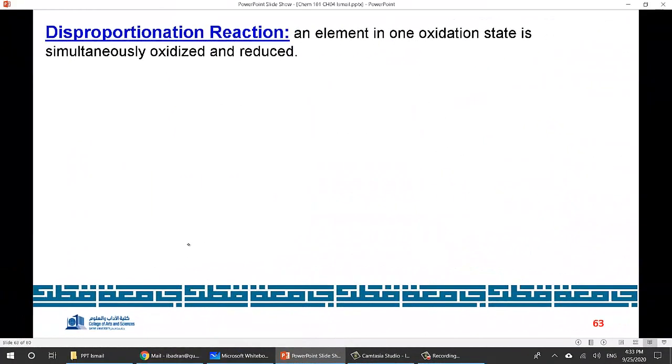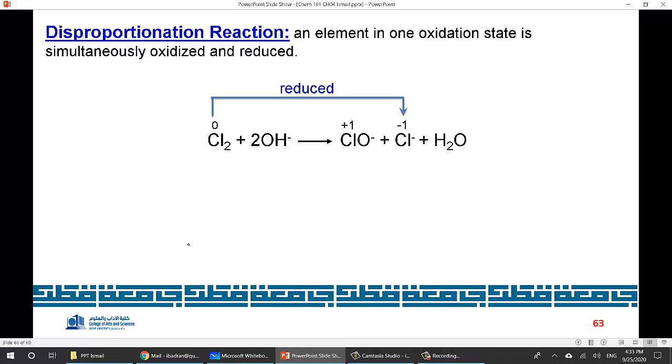The next type of reaction is called a disproportionation reaction. In a disproportionation reaction, an element in one oxidation state is simultaneously oxidized and reduced. This is a very interesting example, where you have chlorine plus OH minus going to ClO minus plus Cl minus plus H2O. In this case, chlorine has 0 oxidation number because it's an element in its free state. And you have ClO minus. You can do the math and find out that the oxidation number is +1. The oxidation number of chlorine in Cl minus is -1, and you have the water.